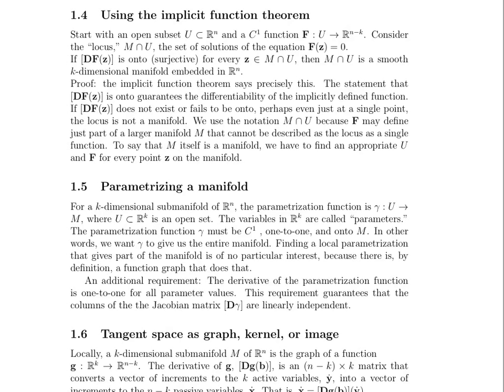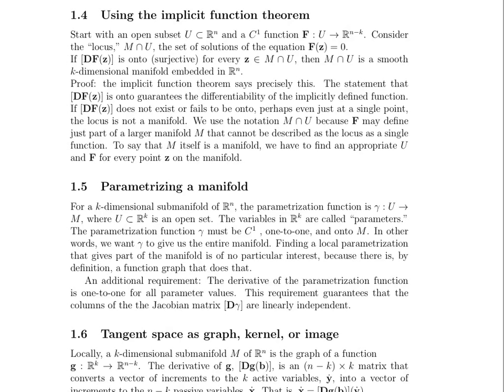And so what we're trying to do is, at each point on this larger manifold, prove that all of its pieces are also manifolds. So we just need to show that all the pieces are smooth and well behaved in the way that we want them to be for this whole thing to be classified as a manifold. The implicit function theorem actually says precisely this. The statement that df of z is onto guarantees that the implicitly defined function will be differentiable.